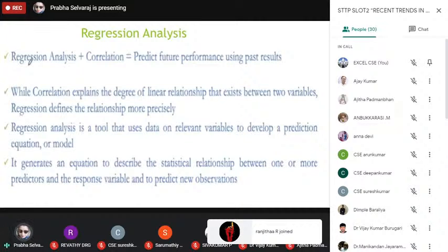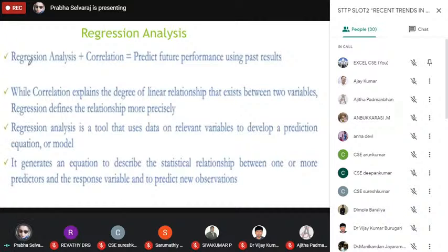When I say regression analysis, you can use the relevant variable to develop a prediction equation. You are going to build a model. If I say y is equal to a plus bx, then depending on the x value, your y value will be predicted. So it generates an equation, a model.